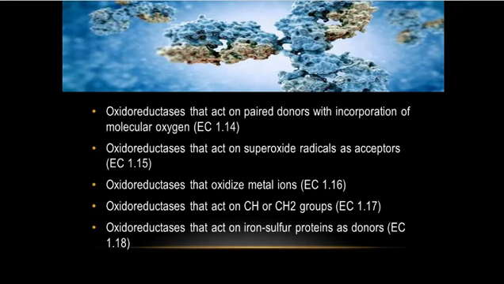Oxidoreductases that act on paired donors with incorporation of molecular oxygen, EC 1.14. Oxidoreductases that act on superoxide radicals as acceptors, EC 1.15. Oxidoreductases that oxidize metal ions, EC 1.16. Oxidoreductases that act on CH or CH2 groups, EC 1.17. Oxidoreductases that act on iron-sulfur proteins as donors, EC 1.18.